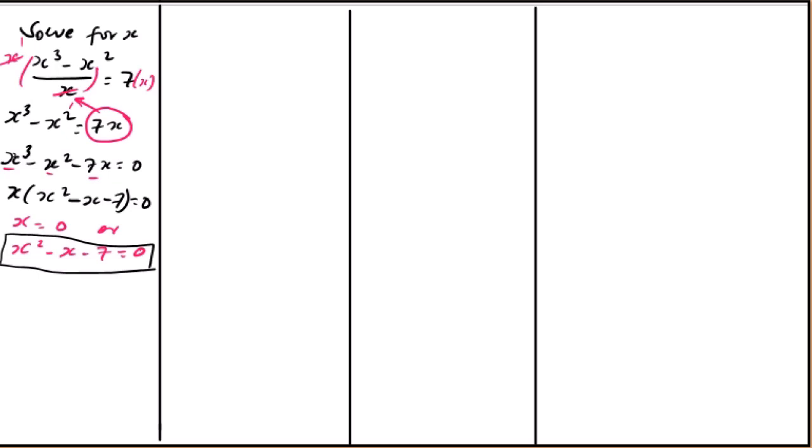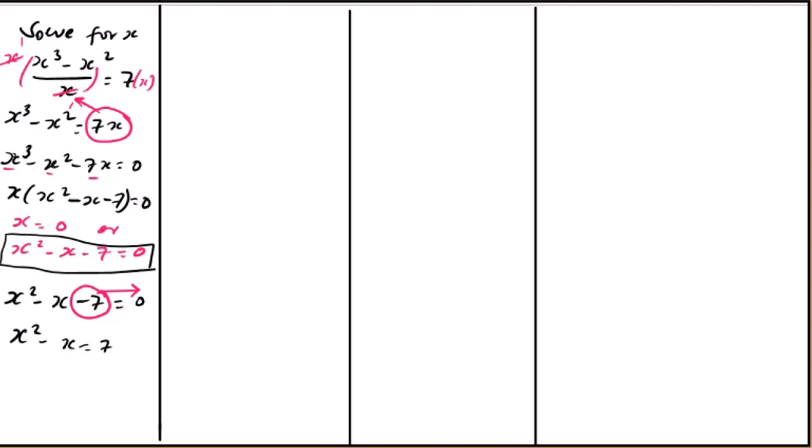Therefore we have x squared minus x minus 7 equals 0. Bring this negative 7 to this other side, so that we have x squared minus x equals 7.